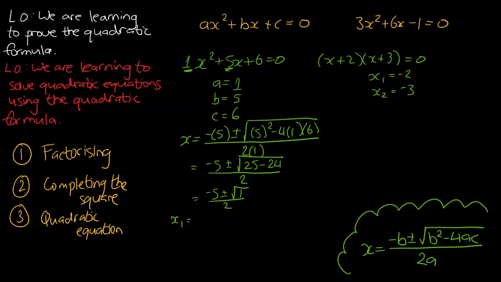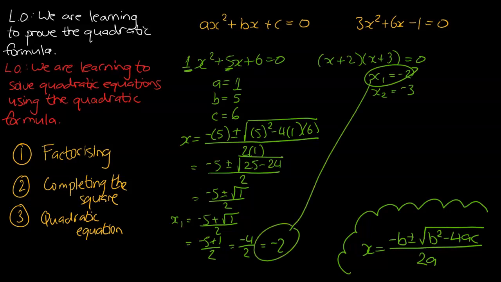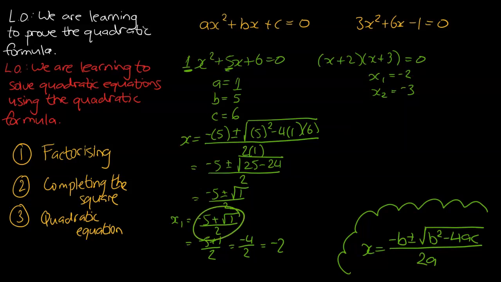So x1 will be equal to negative 5 plus the square root of 1 divided by 2, which is going to be negative 5 plus 1 over 2, which is equal to negative 4 divided by 2, which is equal to negative 2. And that matches our first answer that we were expecting. We can then do the same for the second value of x. So we did a plus sign. We're now just going to do it with a minus sign. So x2 is equal to negative 5 minus the square root of 1 over 2.